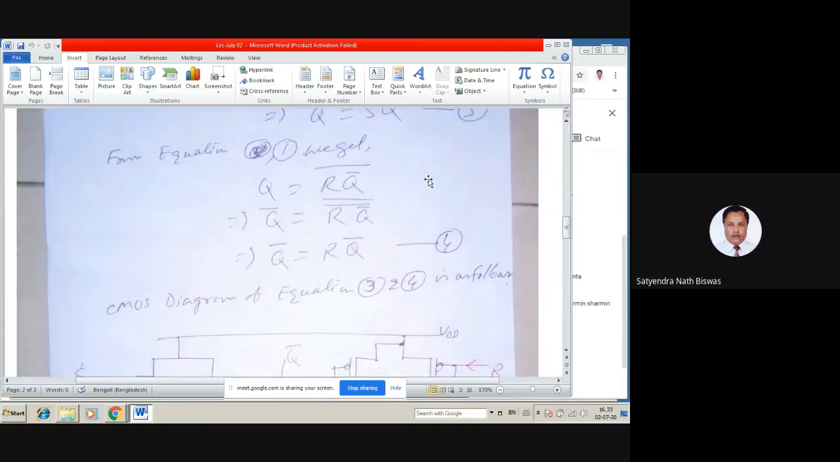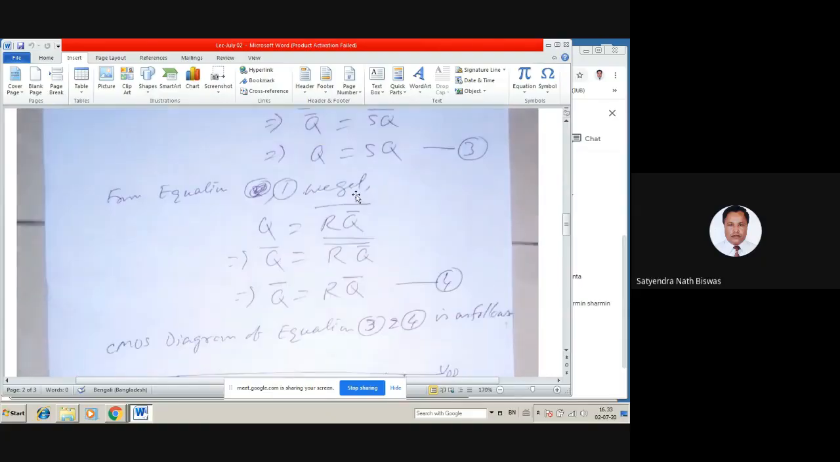And if you have a bar on Q and Q bar, it doesn't matter, because we have a Q and Q bar, but we don't have an S and R bar. So we have to consider that. We have to be careful.